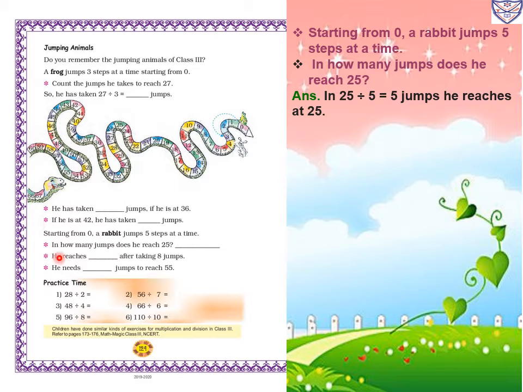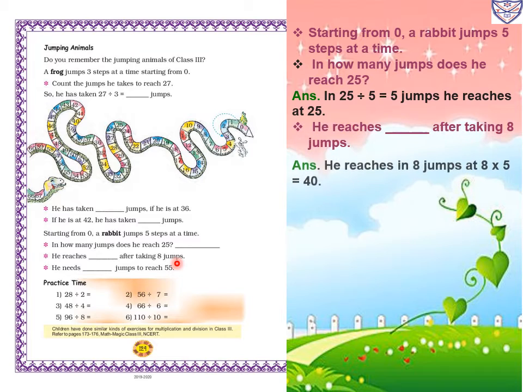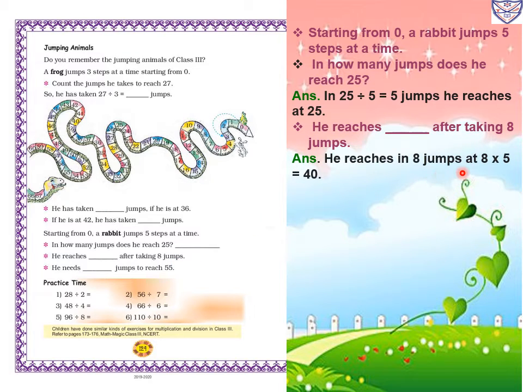Now next question: E reaches dash after taking 8 jumps. In 8 jumps, in which position will E reach? We have to find out in which position it will reach. So what we will do, 8 multiplied by 5, because each time she is jumping 5. So 8 fives are 40. So E will reach the 40 position.